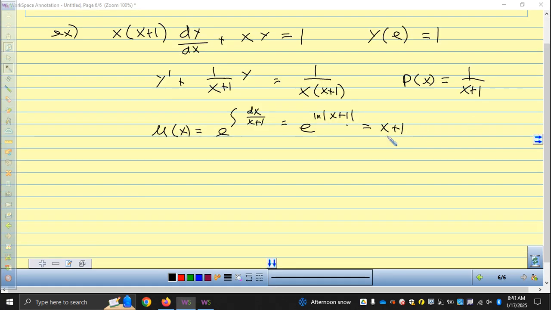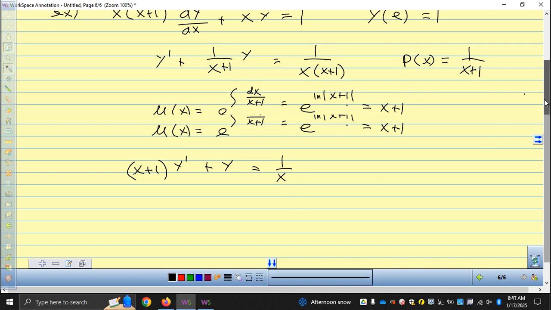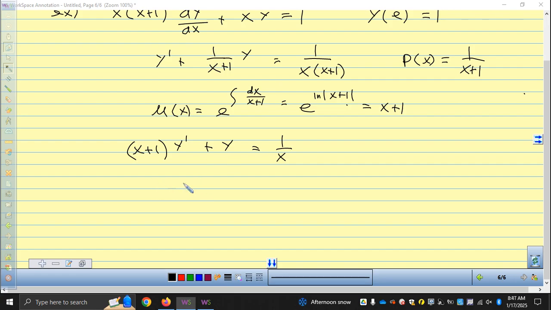All right, multiply through by the integrating factor. So we get (x plus 1) y prime plus y equals 1 over x. Now, I will say that you don't always get really nice quantities on the right-hand side that you end up having to integrate. So just be aware of that. We rewrite the left-hand side as a derivative of a product: (x plus 1) y, prime, equals 1 over x.